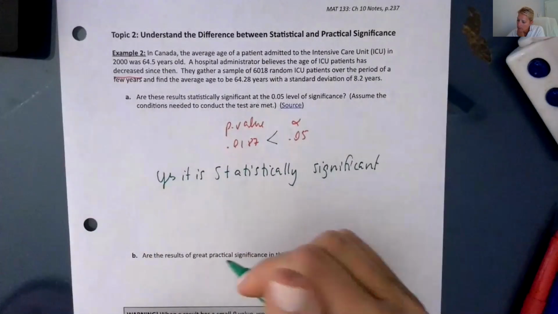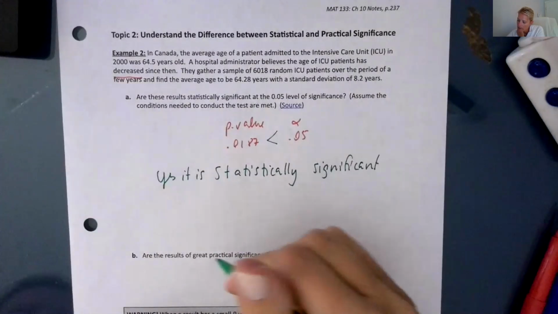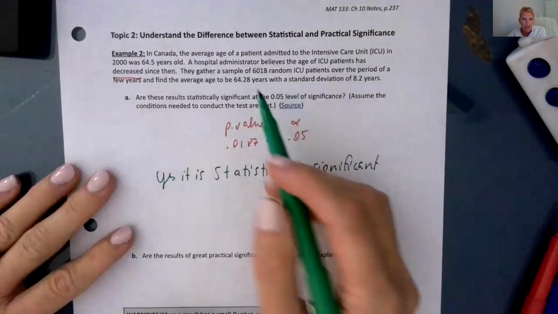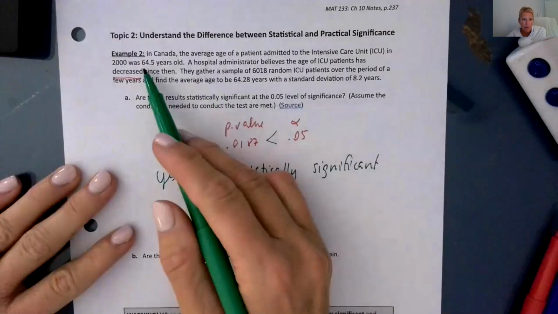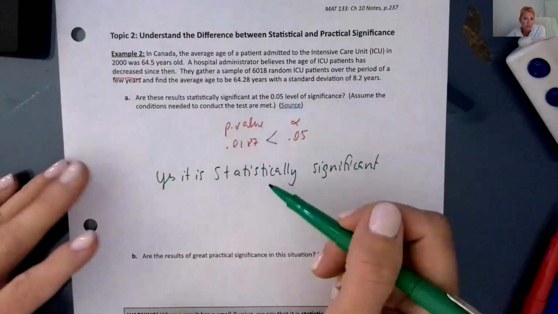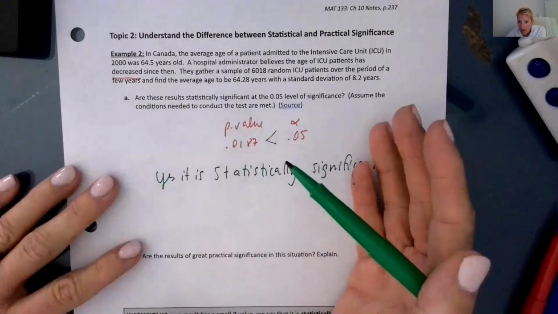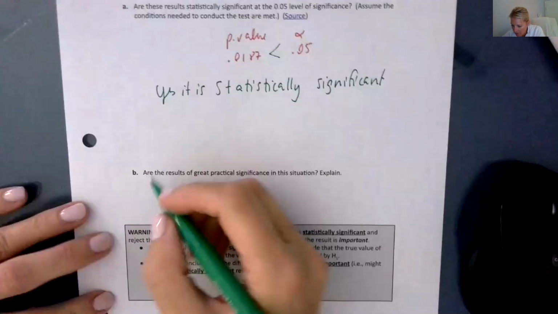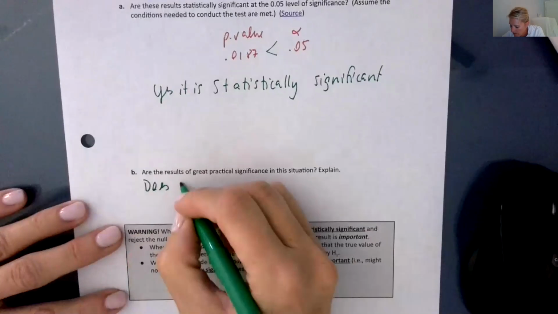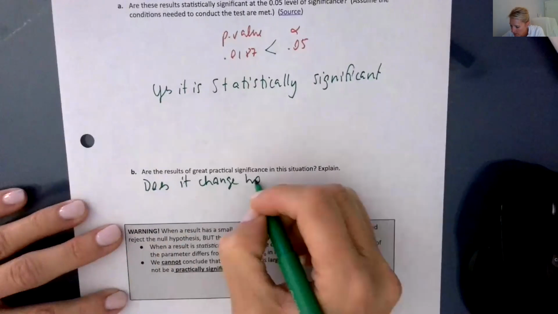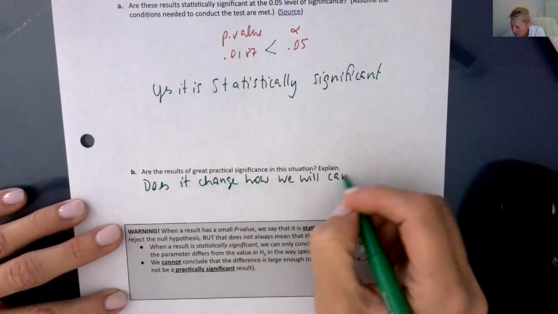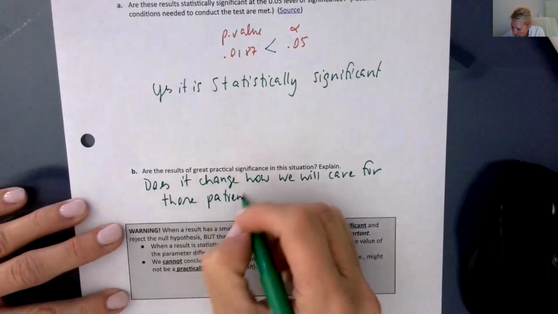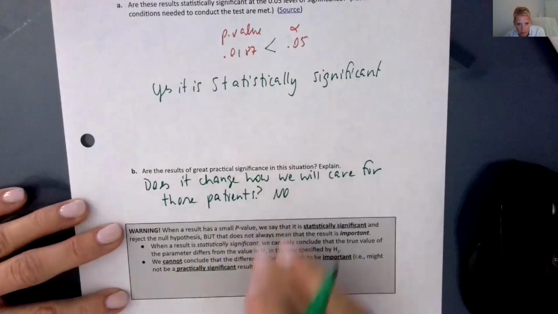It says, are the results of great practical significance in this situation? It says they've decreased from 64.5 to 64.28. Yes, I guess they have. But does it really matter? Practical significance is, does it change the care for them? Does it change how we're going to care for those patients? No, we're still going to give them the same care, right?